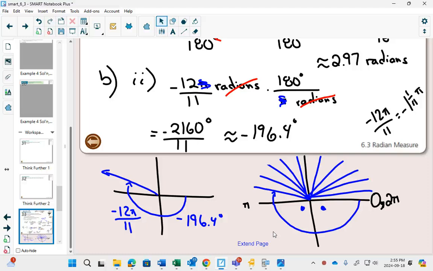Yes. So would half of pi radians be 90 degrees? Half of pi right up here, or pi divided by 2, would be 90 degrees. And then this one's going to be 1.5, which I'm going to put as 3 divided by 2, or 3 pi over 2, as 1.5. Right? Perfect.